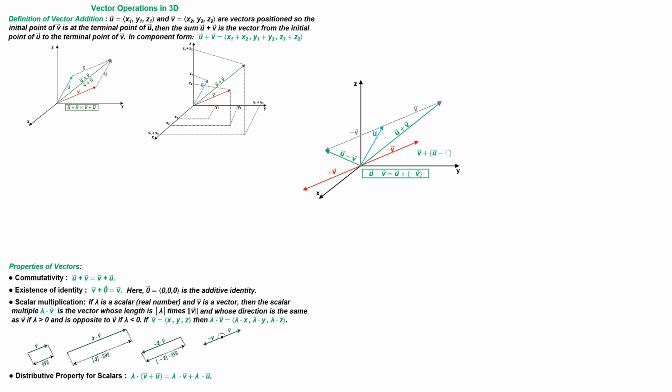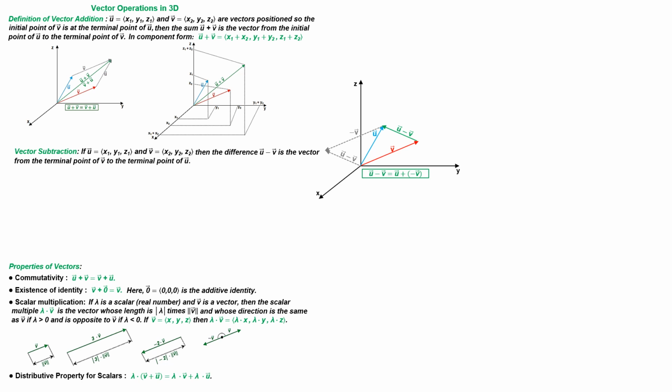Since the vector u minus v, when added to vector v, gives the vector u, we can think of the vector u minus v as a vector that goes from the head of vector v to the head of vector u. We can define vector subtraction as follows. For two vectors u and v, the difference u minus v is the vector from the terminal point of v to the terminal point of u. In component form, we subtract the corresponding components in the order of vector subtraction.